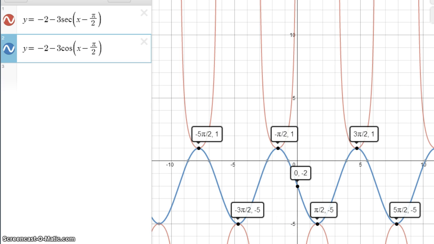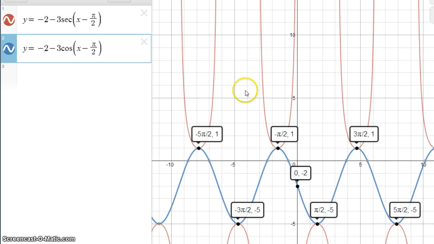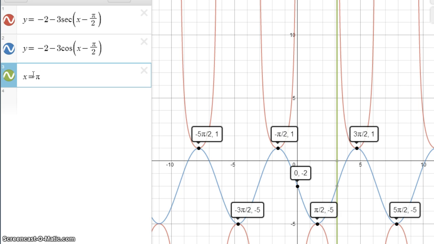There's going to be an asymptote at each, is it half period or quarter period? Yeah, there should be an asymptote at each half period. So it looks like the asymptotes are right at 0, then there's an asymptote at pi, so x equals pi. So there's an asymptote at 0, an asymptote at pi, an asymptote at 2 pi. You look at the minimums and maximums, draw them, and draw the asymptotes.